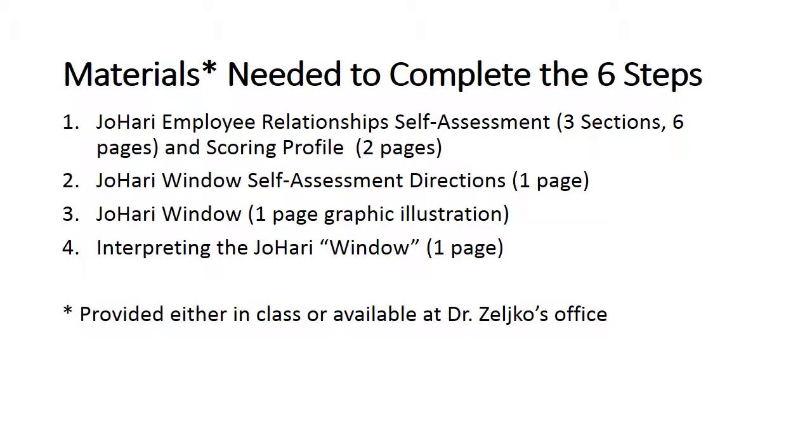The second item that you will need is the Johari Window Self-Assessment Directions. This is 1 page. Even though I will be giving you audio directions for those, this page is helpful in referring back. The third item is the Johari window itself. This is a 1-page graphic illustration. You'll go to this page after you've completed the self-assessment and you start the interpretation of your assessment. The fourth item then is interpreting the Johari window, and that's 1 page. Again, you'll use it after you have completed and scored the entire self-assessment.